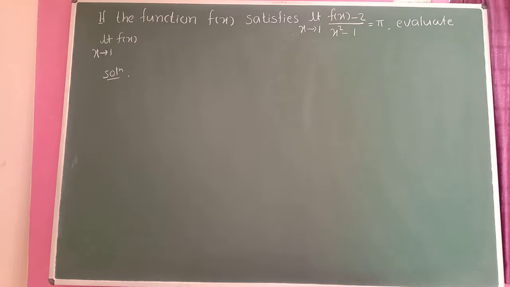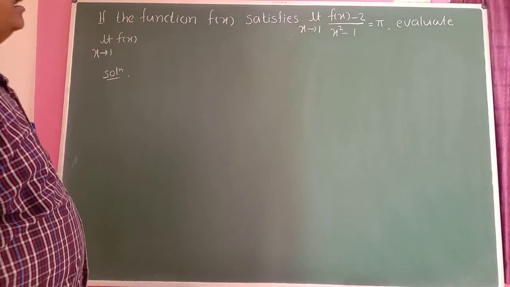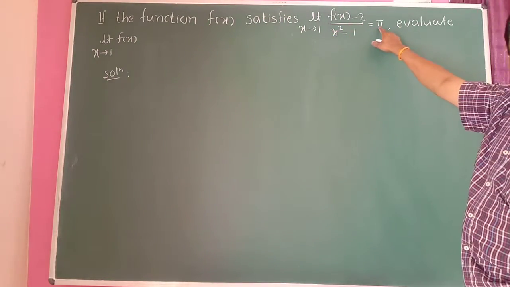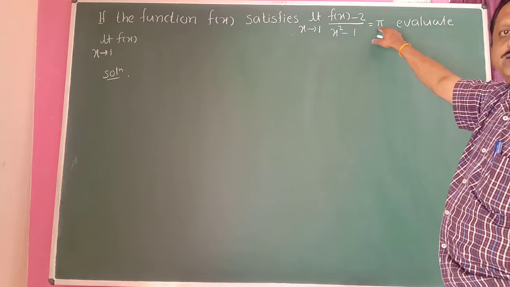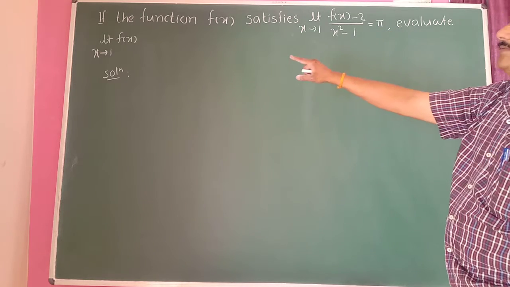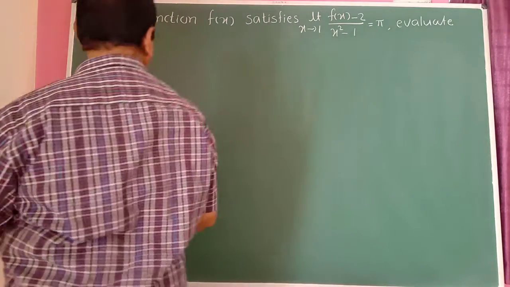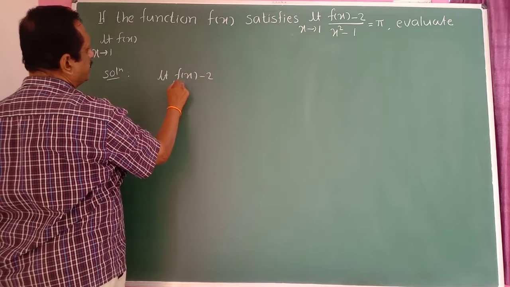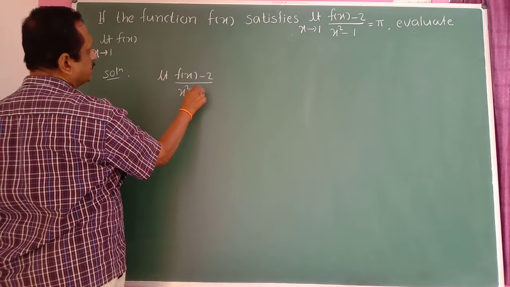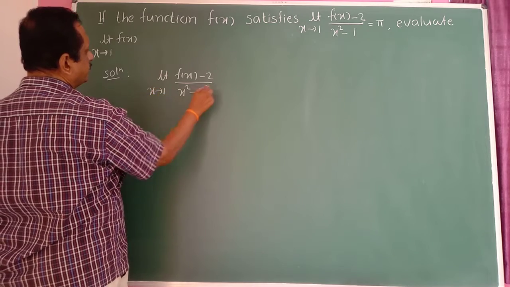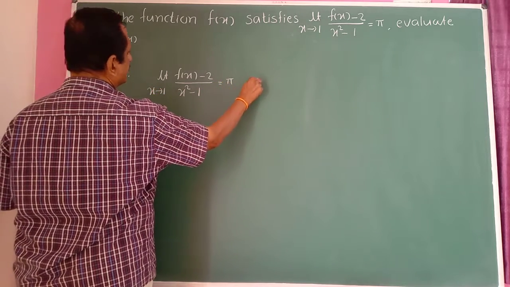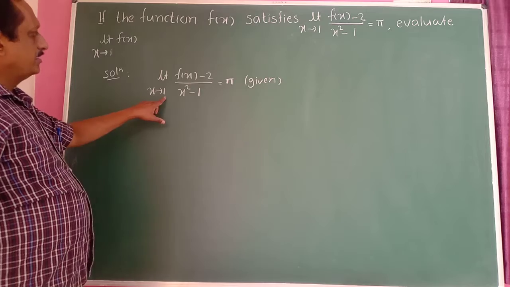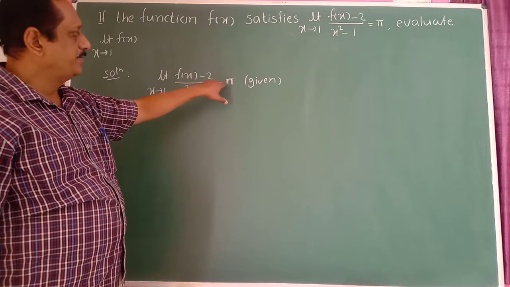Here, if the function f of x satisfies the limit of (f of x minus 2) divided by (x square minus 1) as x tends to 1 is equal to pi. Pi means it's a definite value here. Then evaluate the limit of f of x as x tends to 1. The limit of (f of x minus 2) divided by (x square minus 1) as x tends to 1 is equal to pi. They are already given here. So here the limit of this function is pi. Pi is a definite value.